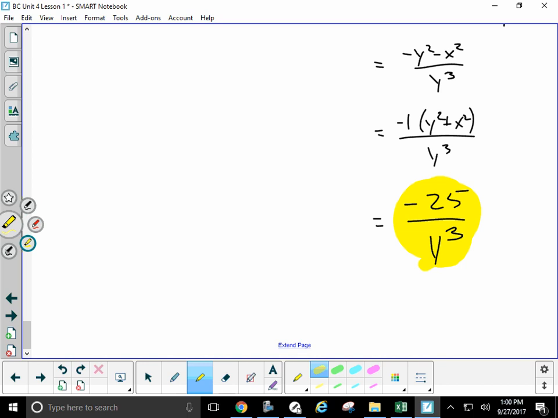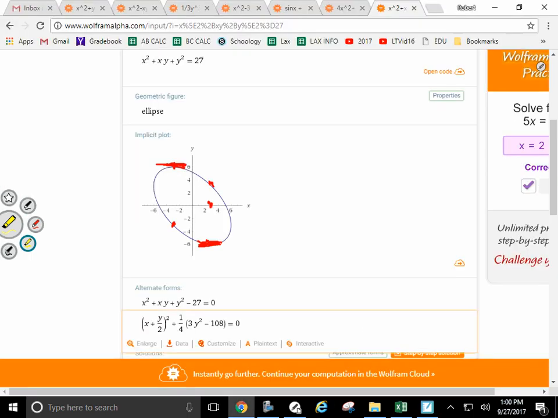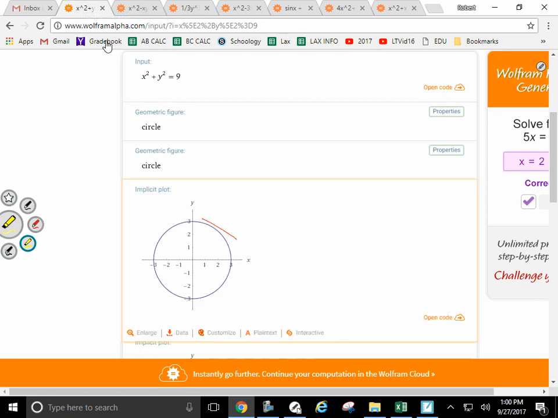This is telling you that if your y is positive, we should be negative for our second derivative. A negative second derivative means concave down. If y is negative, you'd have a positive second derivative, concave up. Look at your circle. Concave down when y is positive, concave up when y is negative.